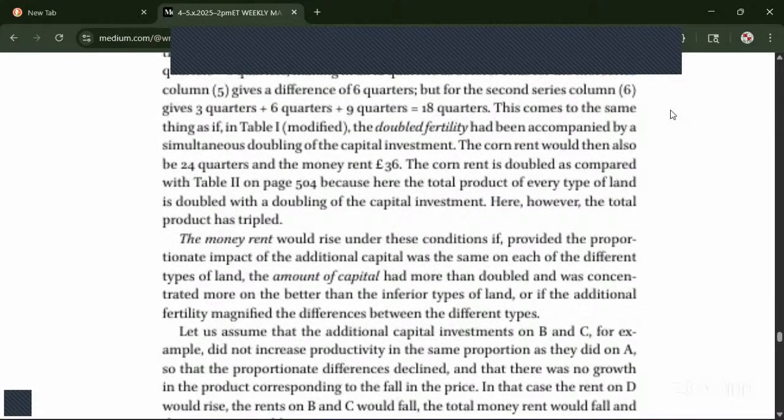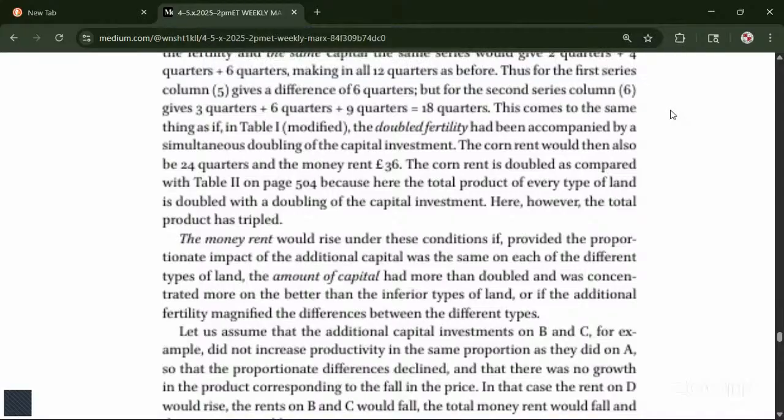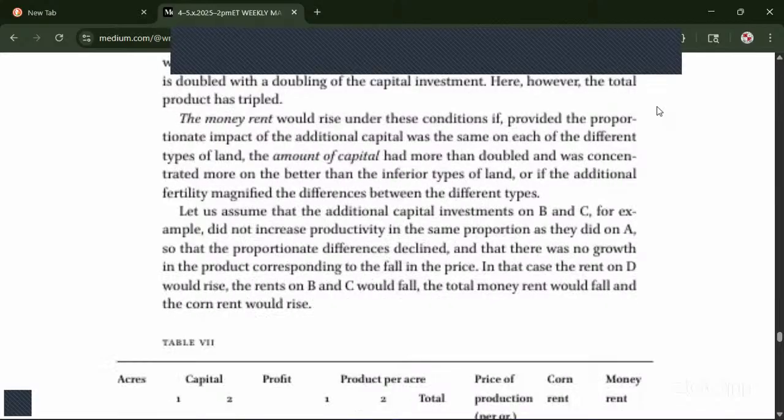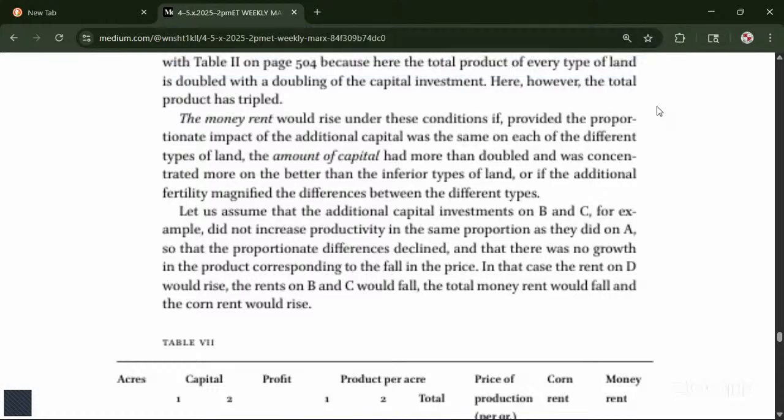The amount of capital had more than doubled and was concentrated more on the better rather than the inferior types of land, or if the additional fertility magnified the differences between the different types. Let us assume that the additional capital investments on B and C, for example, did not increase productivity in the same proportion as they did on A, so that the proportionate differences declined and that there was no growth in the product corresponding to the fall in price. In that case, the rent on D would rise, the rents on B and C would fall, and the total money rent would fall, and the corn rent would rise. It's Table 7.